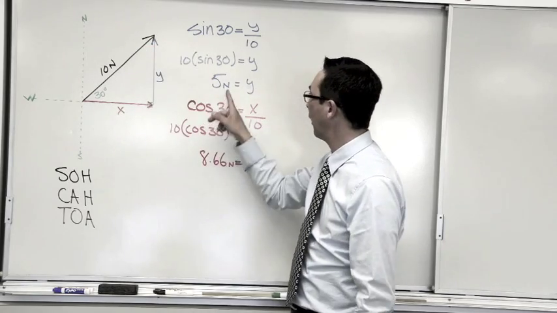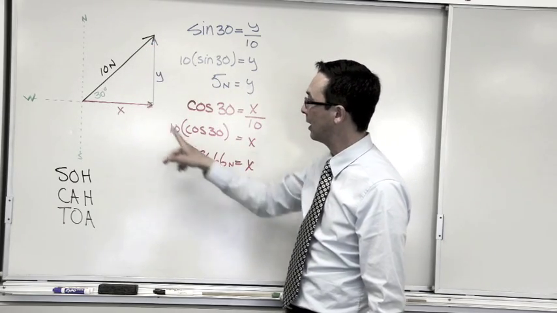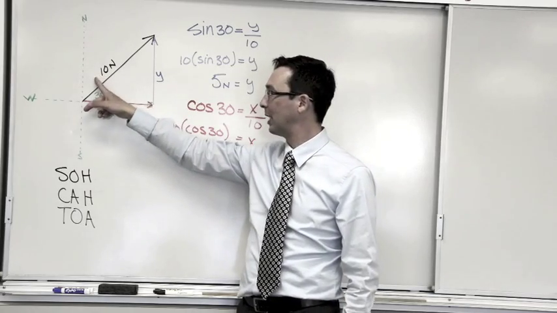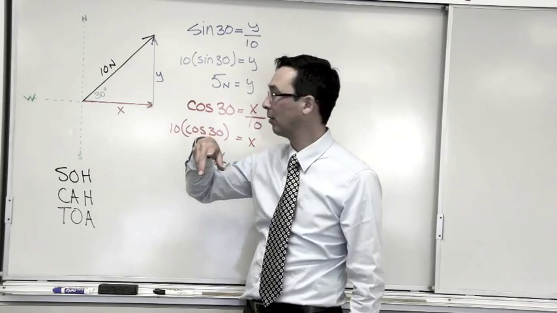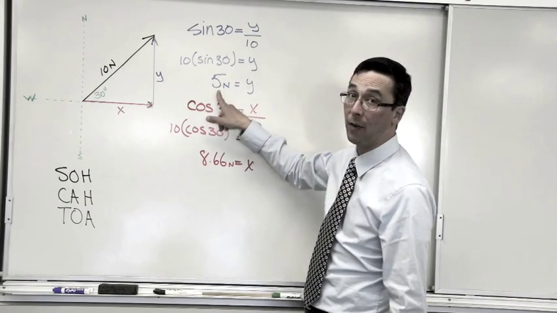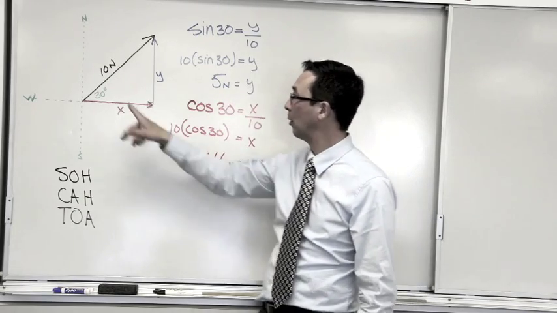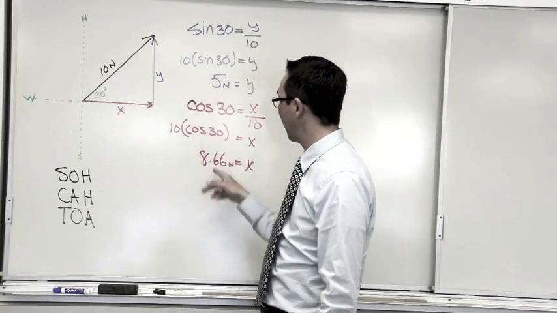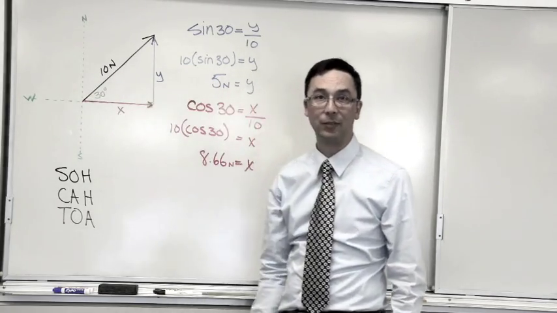Please note that 5 and 8.66, these two components, when added together, will not add up to 10, and you shouldn't expect them to. The square of the 5 plus the square of 8.66 will equal the square of 10, by the Pythagorean theorem, but the values themselves do not add up to 10.